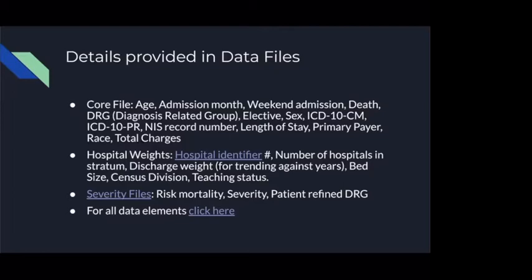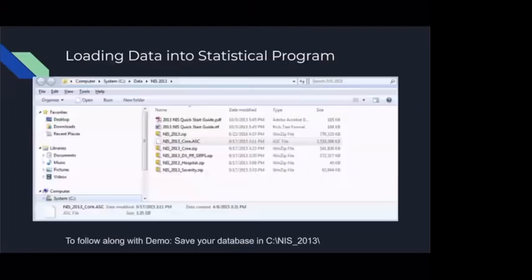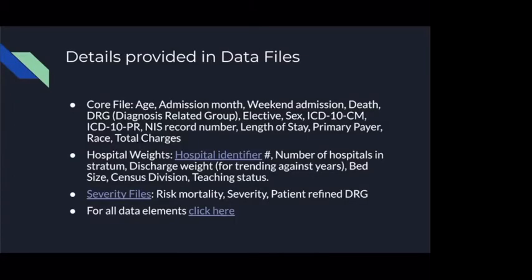And then for severity, you get risk of mortality, the severity, and a patient-refined disease-related group. And I have here, if you want to see all data files, a link to an HTML page which has the entire list of every variable so that you can review everything and determine if that's really what you want out of your database. Sorry about that. Right here, this will link you to a page on the website that has every data variable that's provided in the data file. Great.